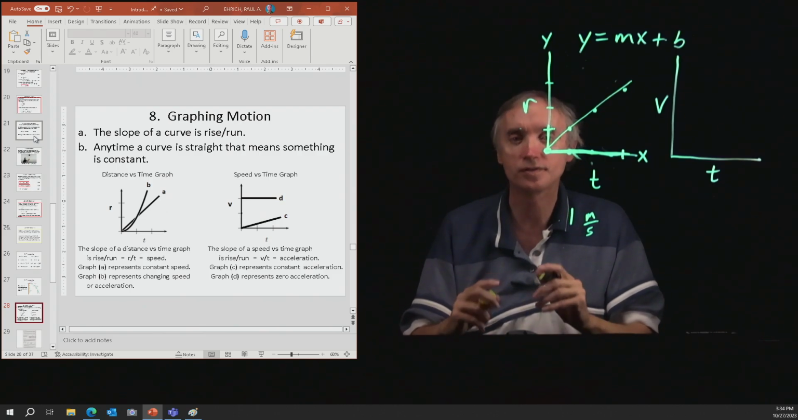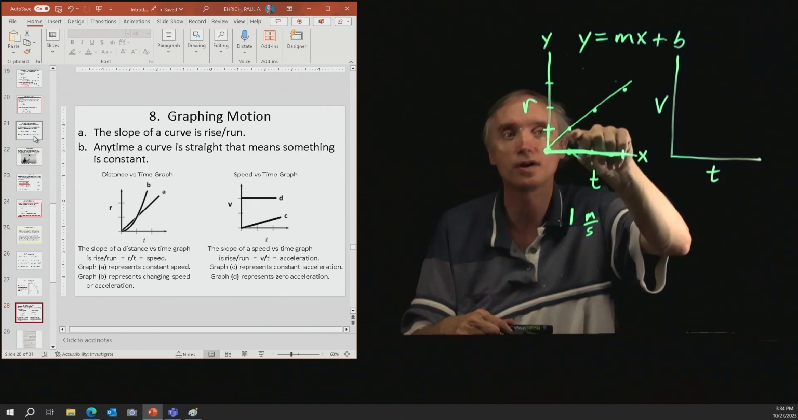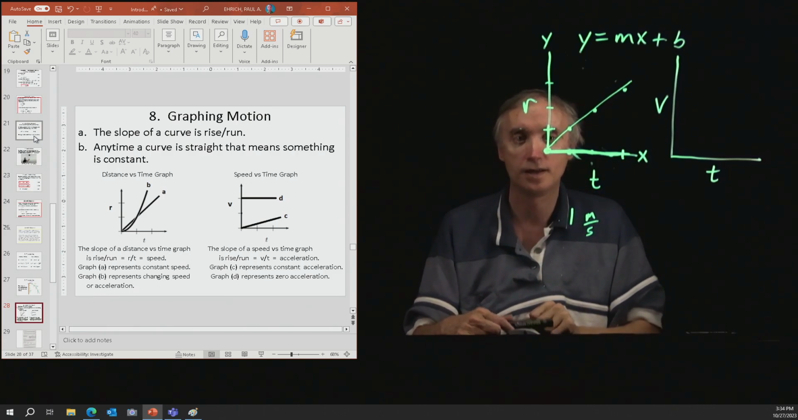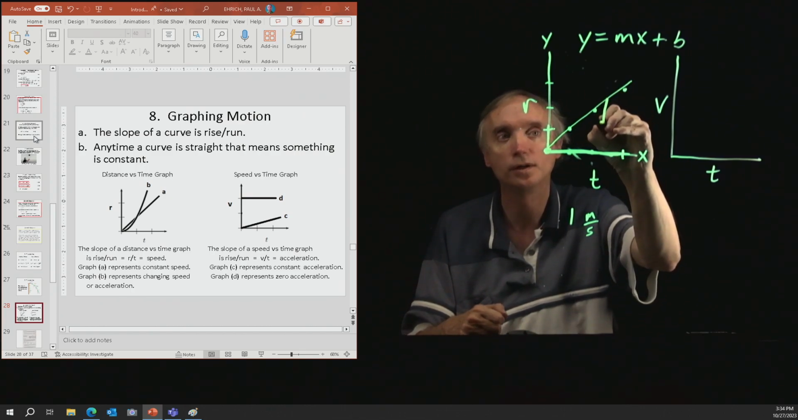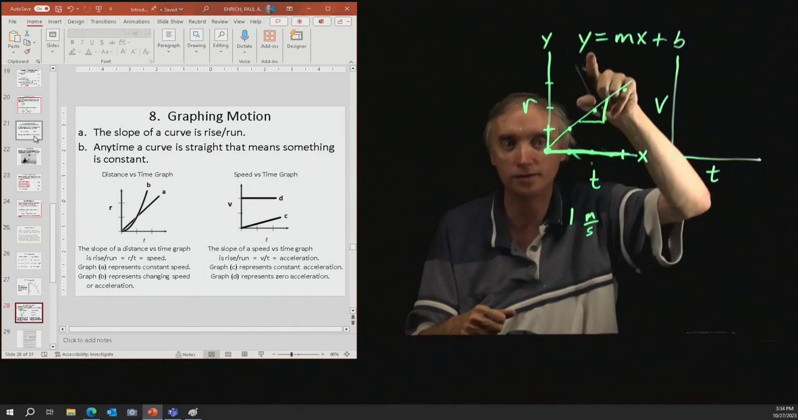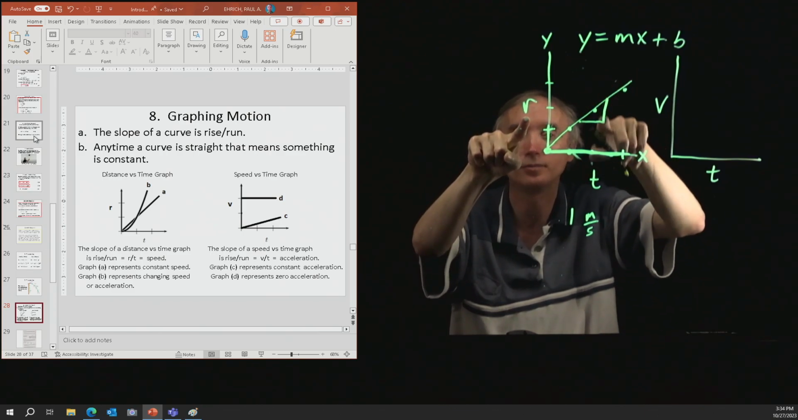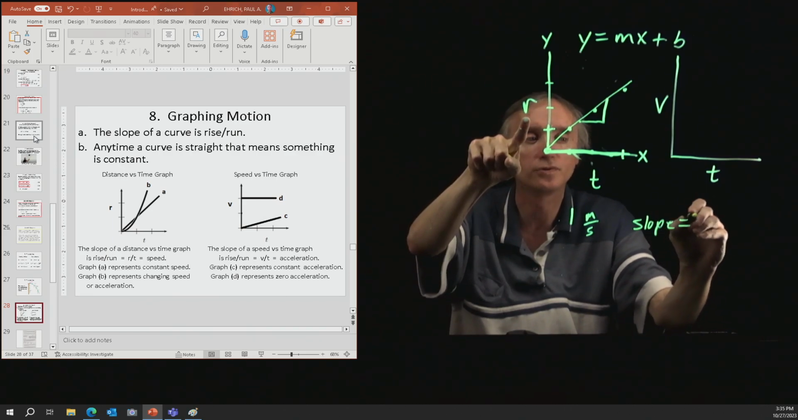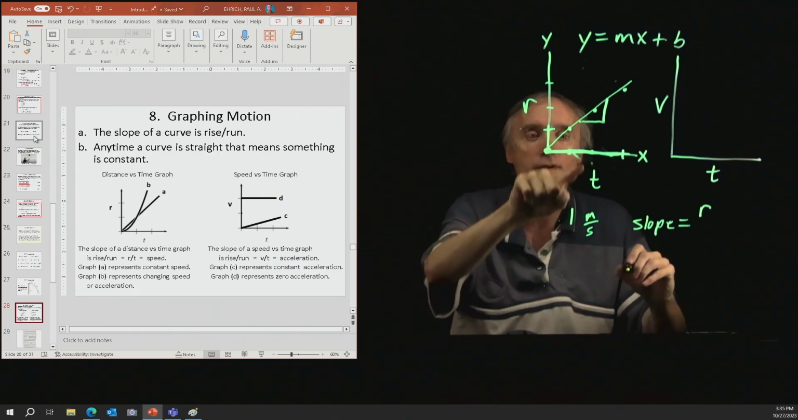So if something is moving at a constant speed, it's going to have a straight line on a distance versus time graph. Now let's calculate what the slope would be. We would do rise over run. But what is the rise, the up and down part? That's R. So R is our up and down part, and therefore the slope is going to be equal to R. And then the run part is the sideways part. That's the T.